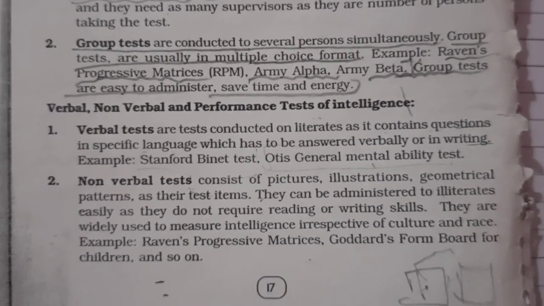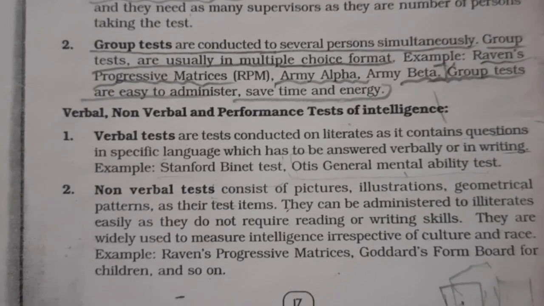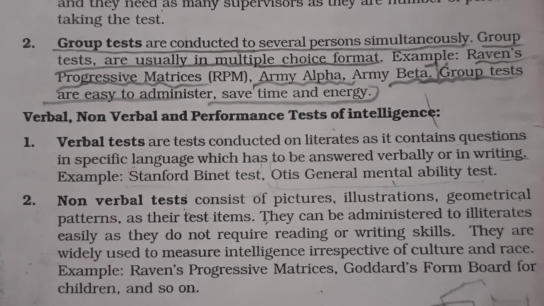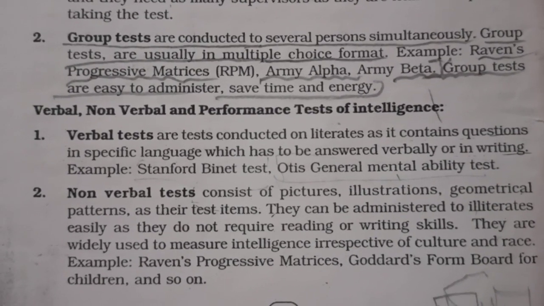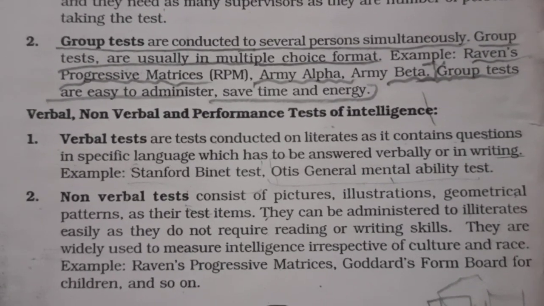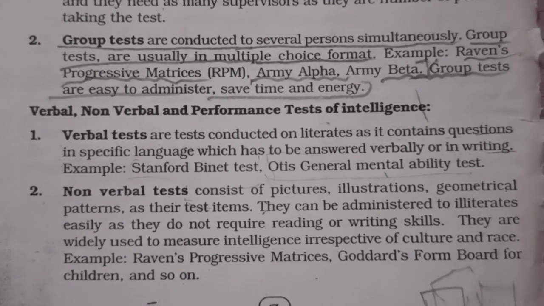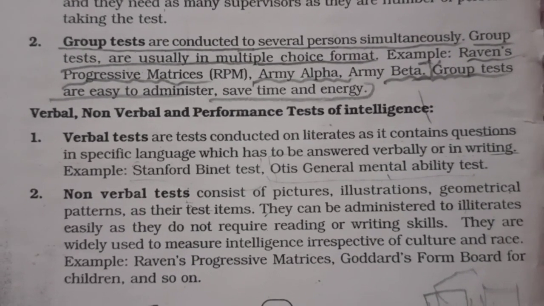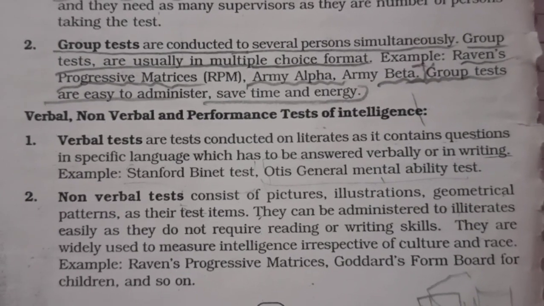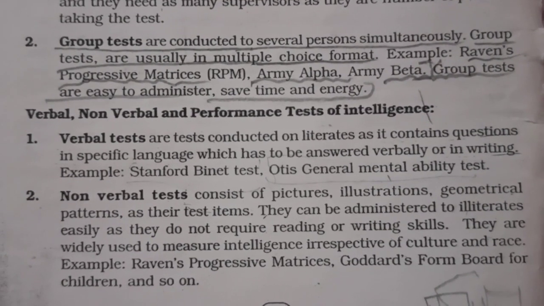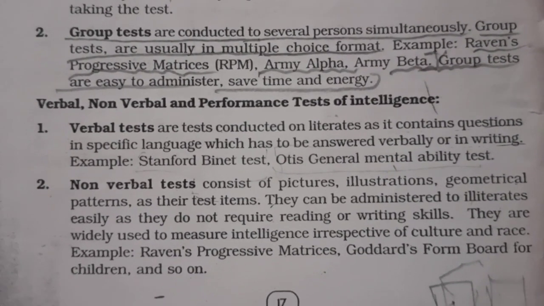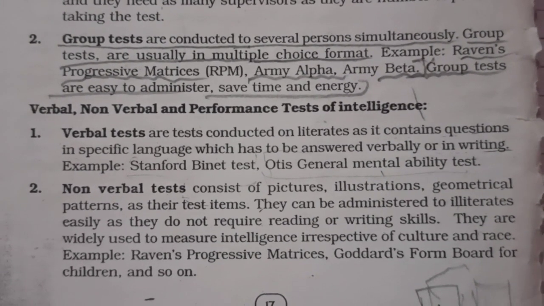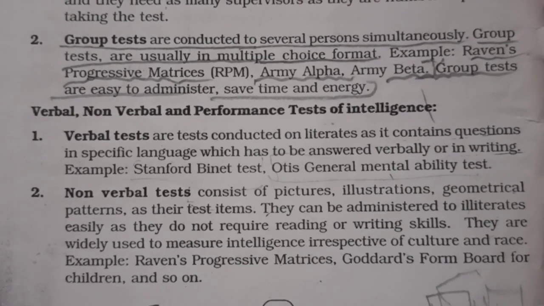The second one is the non-verbal test. It consists of pictures, illustrations, and geometrical patterns as test items. They can be administered to illiterates easily, as they do not require reading or writing skills. They are widely used to measure intelligence irrespective of culture and race. Examples: Raven's progressive matrices, Goddard's form board for children, and so on.